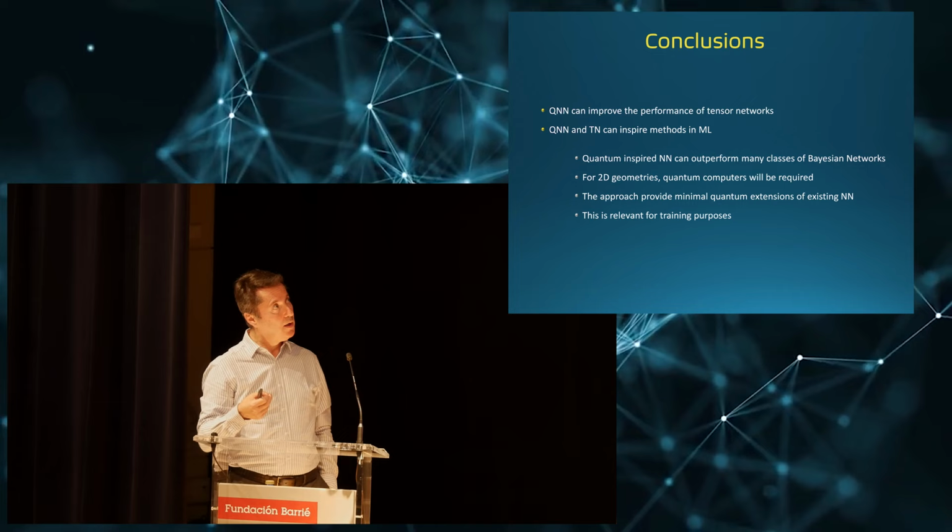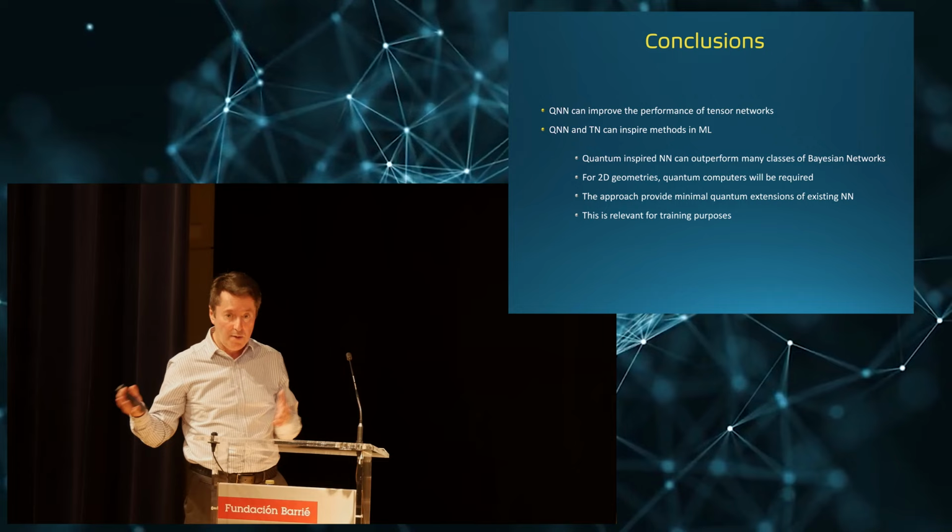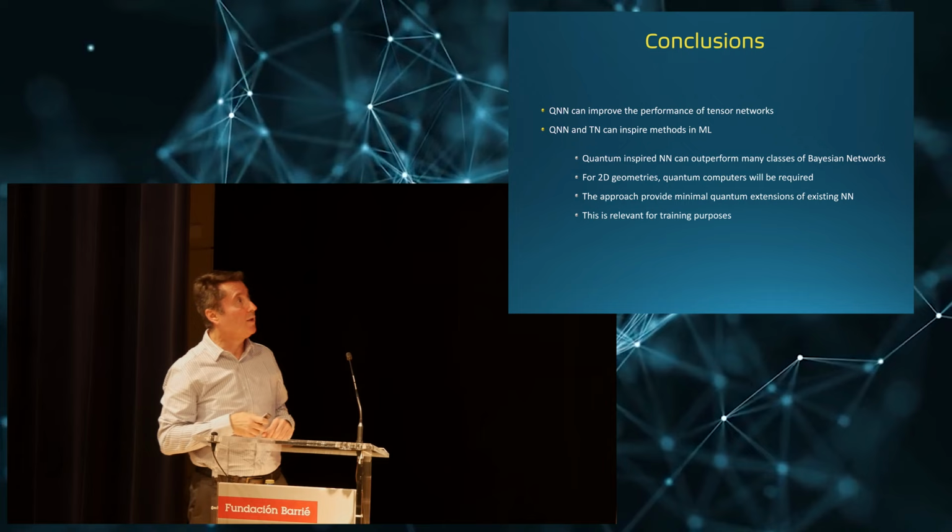improve the performance of tensor networks. That's the traditional tool that we use in condensed matter physics, and allow us to do computation that we are not able to do with tensor networks. So the input that we get from machine learning helps us to solve problems now in physics and hopefully in chemistry as well. And also the other way around.